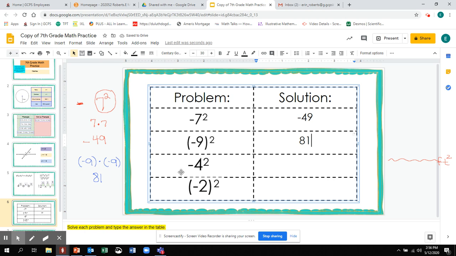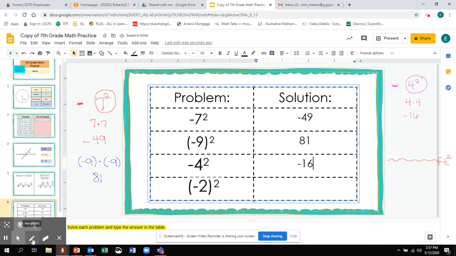Next, I'm going to do negative 4 to the second power. Again, for this problem, I noticed that I do not have a parentheses. That means that the second power is actually on my 4. So this is telling me to find the opposite of 4 to the second power, which means I need to find 4 to the second power first. 4 to the second power means 4 times 4, and 4 times 4 equals 16. Now, I need to remember that this negative sign means I need to tell the opposite of that. So the opposite of 16 is negative 16.